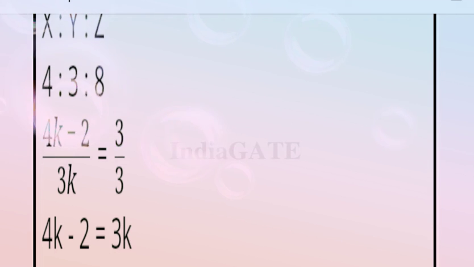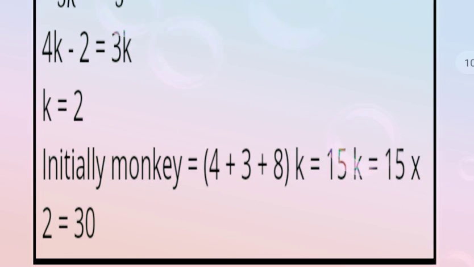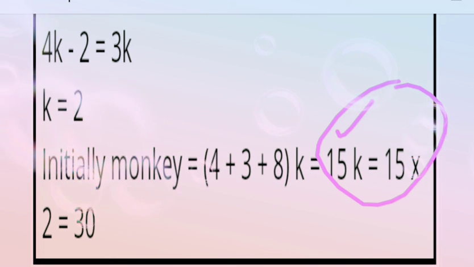2 monkeys are removed from X and 4 from Z. So we can easily say that (4k minus 2) upon 3k is equal to 3 by 3. After solving this, we get k is equal to 2, and the initial number of monkeys is 4k plus 3k plus 8k, which is equal to 15k, and 15k is equal to 15x. So we easily say that there are 30 monkeys initially. Now come to the next question.